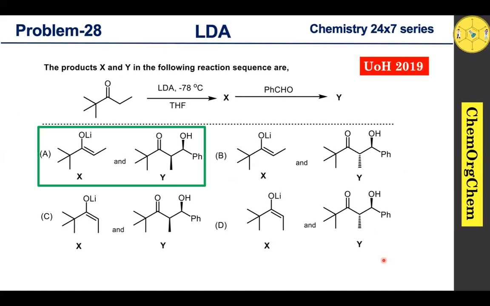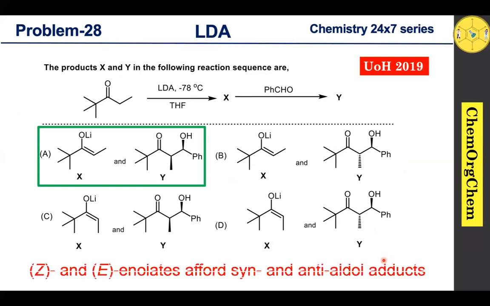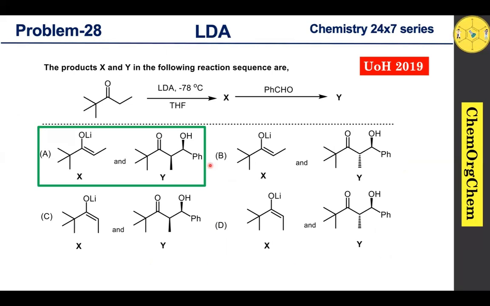If you are struggling to understand this type of transition state, just remember this one line. If you take the Z enolate ion, it always produces the syn-aldol product. If you have the E enolate ion, it always produces the anti-aldol product. That's it for today's problem.